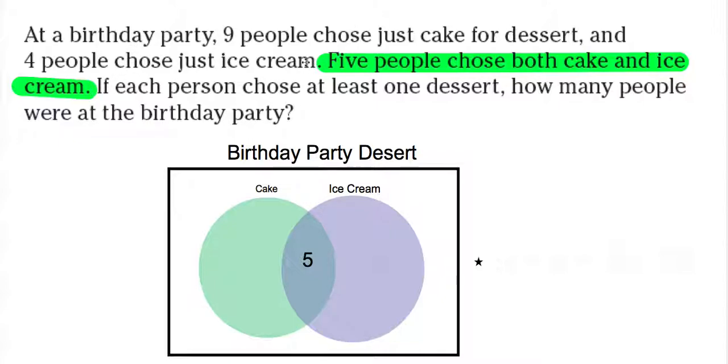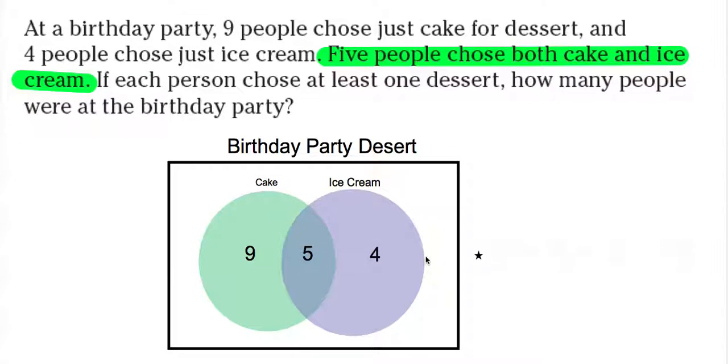Okay, the next information that we need to consider: 9 people just chose cake for dessert, and 4 people chose just ice cream. The word "just" is the same as the word "only." This simply means that these are the only people who did not choose any other dessert. So for our own purposes, 9 people just chose cake for dessert. We put the number 9 there, and 4 people just chose ice cream. We put the number 4 there.